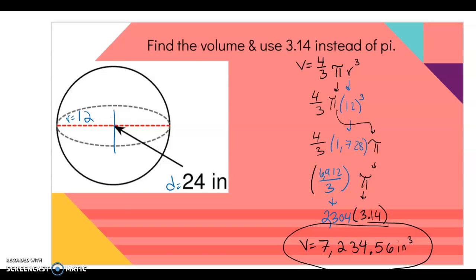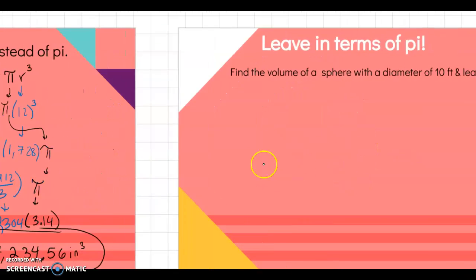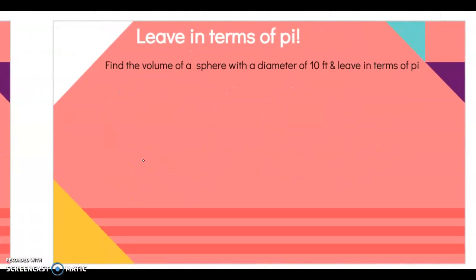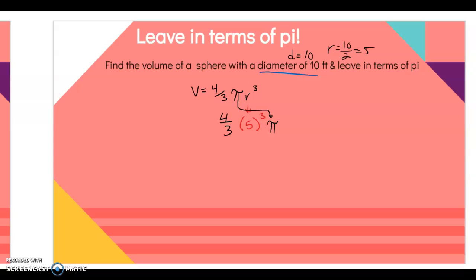Alright. We got a few more left. So now we got word problems. We have 2 word problems. It says find the volume of the sphere with a diameter, make sure you pay close attention, diameter of 10 feet. So I know I'm only dealing with radius, so I need to cut this diameter in half. Well, half of 10 is 5, so it's going to be 5 for R. And it says leave in terms of pi, so I'm going to move the pi to the back.